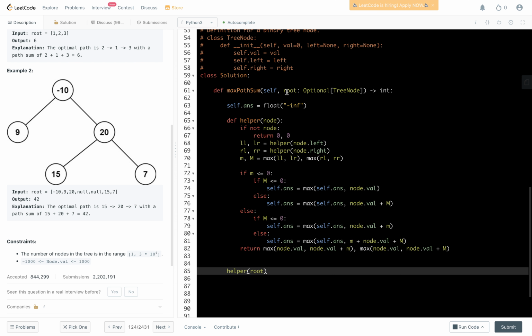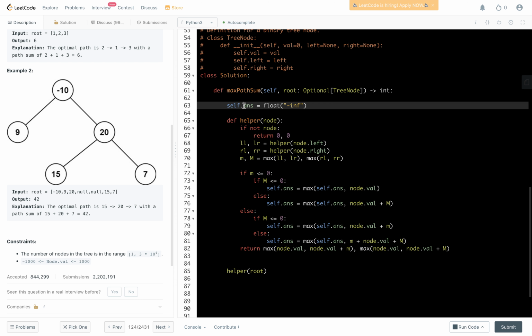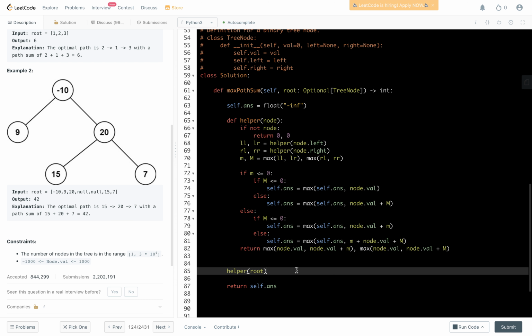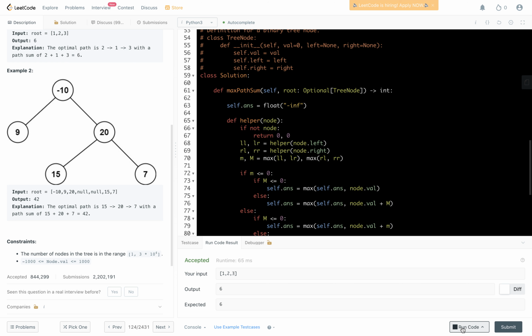Right, so now we are ready to do the function call. So next we're going to call this function, but we start from the root of the original binary tree in the argument. So once we call this function, we can understand this function as a worker. So it's going to update the answer attribute. And then what we're going to return is nothing but self answer, the final state. So with that done, I guess this forms a full solution for this problem.